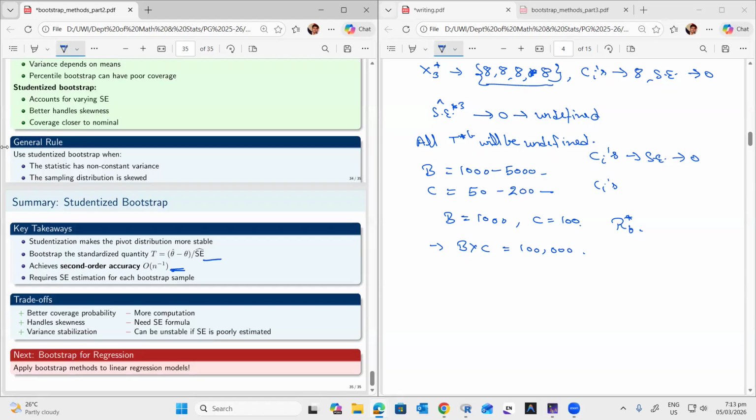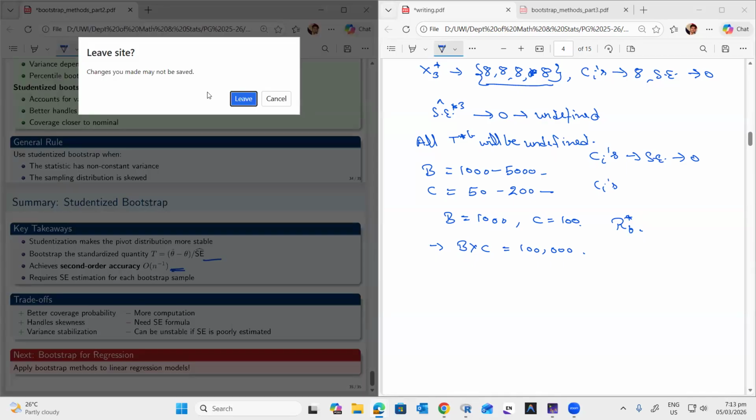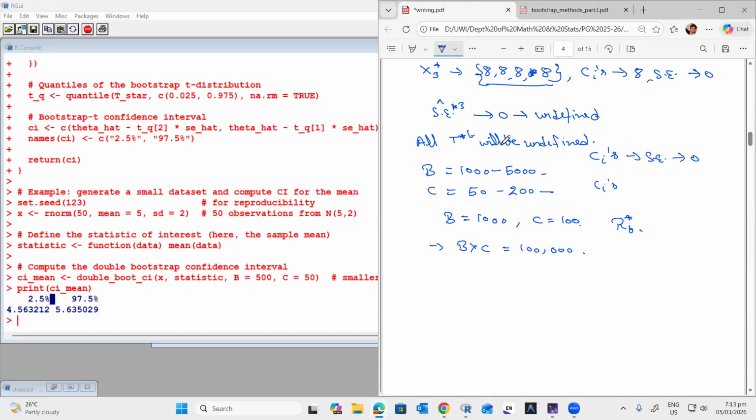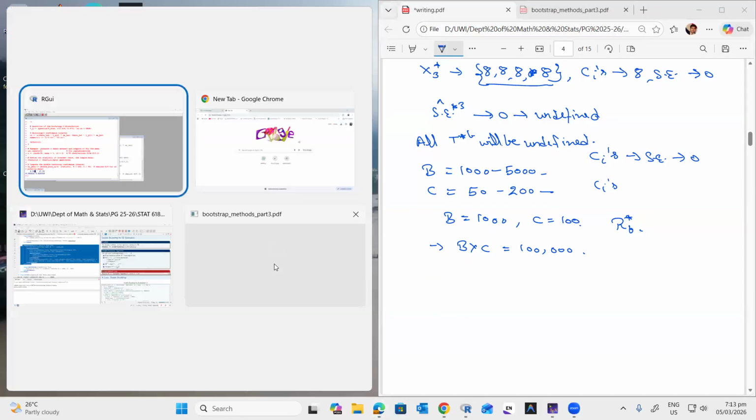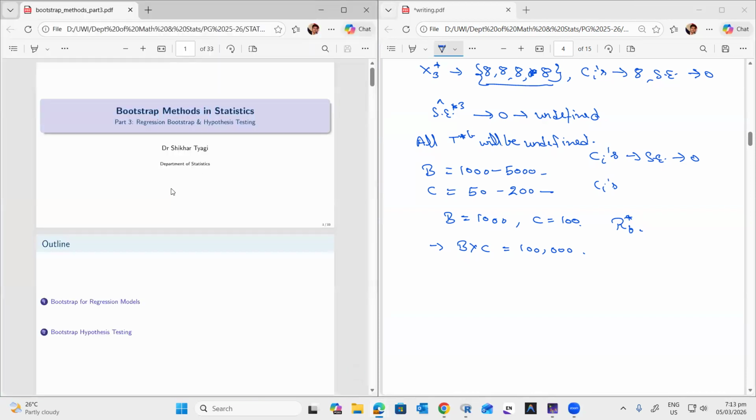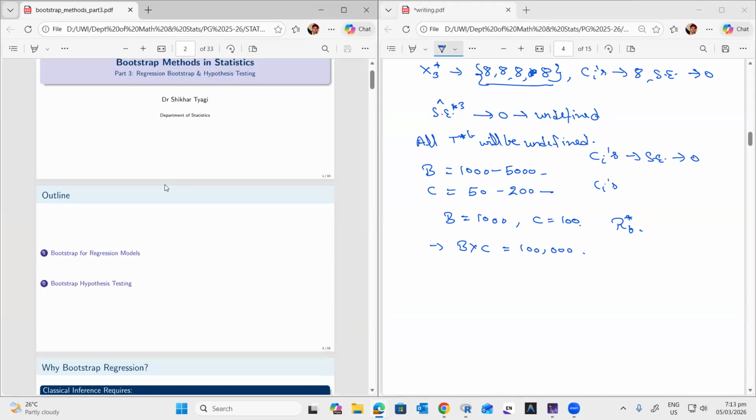Okay. So the next thing that we are going to do is apply the bootstrap method to the linear regression models. Now we will talk about the bootstrap methods in regression analysis and hypothesis testing.